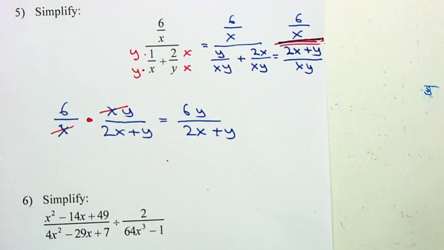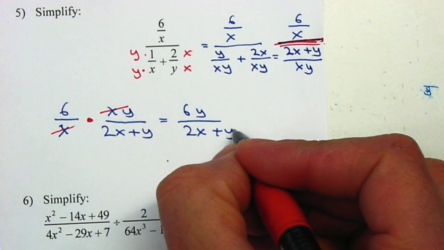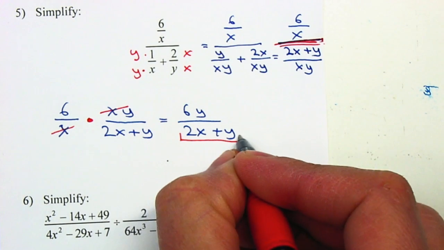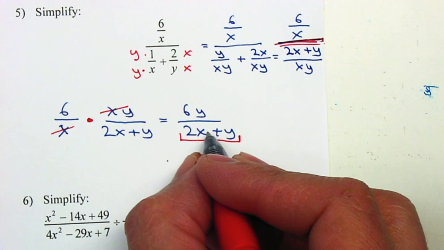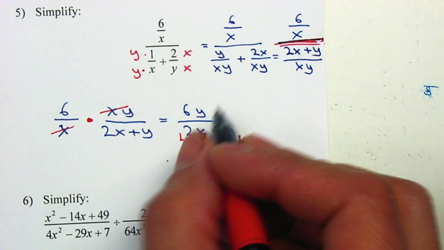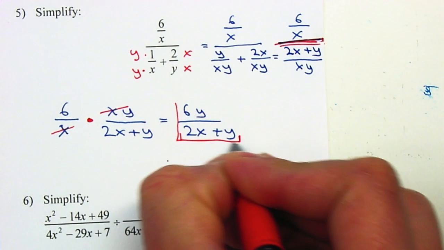Many of you guys are tempted to cancel the y, but you can't because this is a whole factor, not just the y. If it was multiplying 2x times y, then we can cancel it. But in this case, we can't.